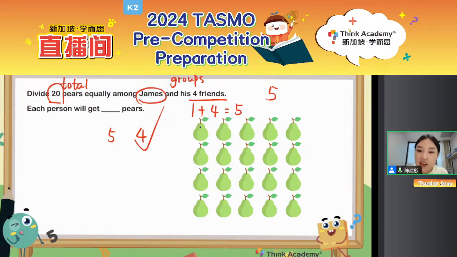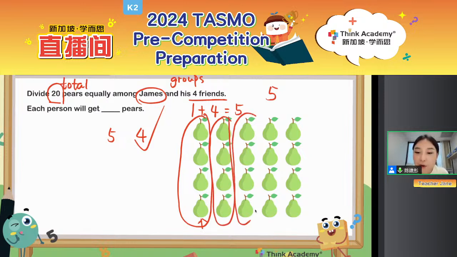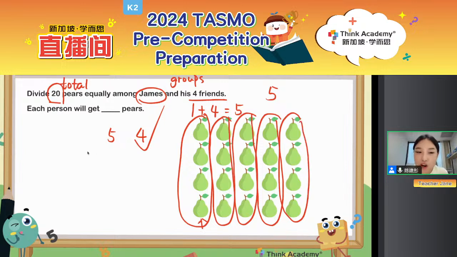So if we want to share them into 5 groups, there are 5 columns. Each column has the same amount, so we can just circle them. As for each column, there are 4 pairs, right? So as for each group, there will be 4 pairs. Each person will get 4. Okay, perfect, everyone. It is a little bit tricky, I know, but be careful next time. Okay, everyone, let's move on.